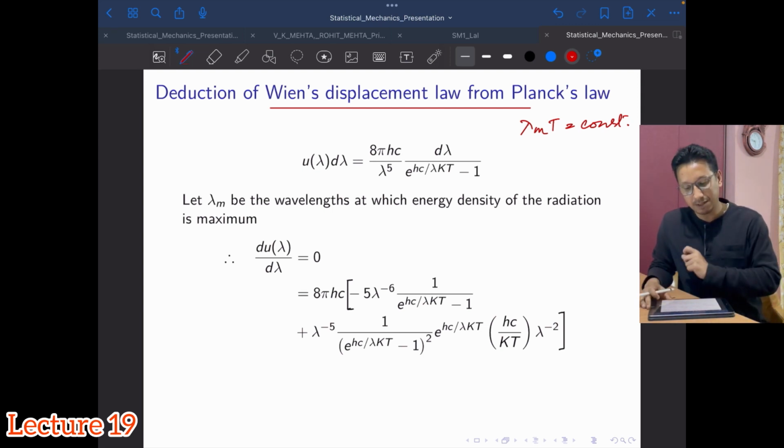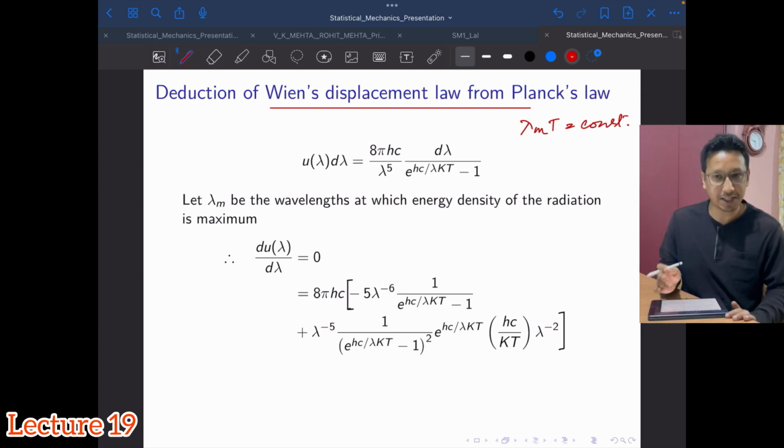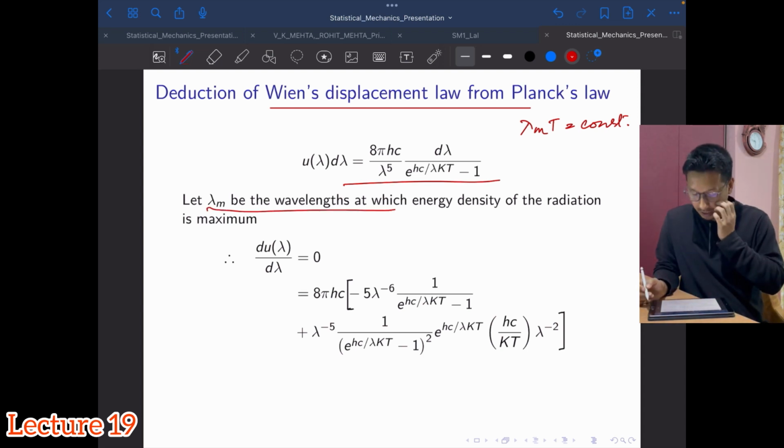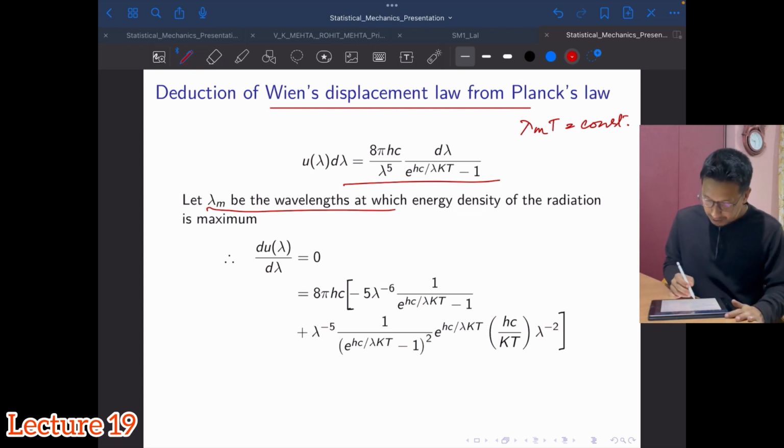So we need to derive this Wien's displacement law from Planck's law. Again, write down Planck's law in terms of wavelength here. As I said, lambda m corresponds to the wavelength at which the energy emitted by the black body is maximum. So for getting the maximum value of this expression, what you have to do? You have to differentiate this expression with respect to lambda.